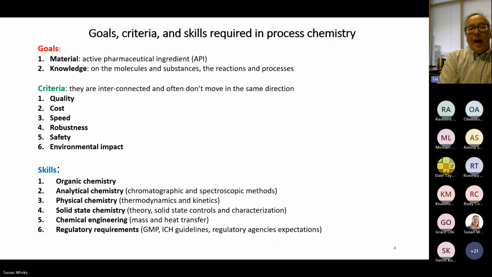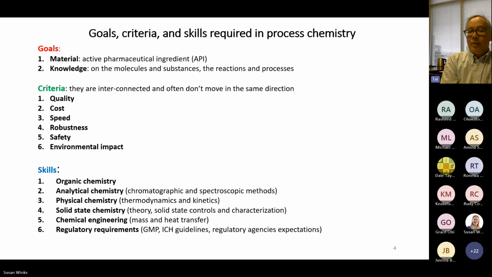So I tend to go off on a tangent when I talk about chemistry, so I try to put some framework within the talk. We will revisit these things as we go along with the chemistry. There are goals, criteria, and skills needed to do process chemistry. The goals are usually fairly obvious. We have to make active ingredient, we have to make API in quantities. The second goal, obviously, is to accumulate knowledge on the molecule, on the drug substance, and the processes by which it's made. So the knowledge part is important too.